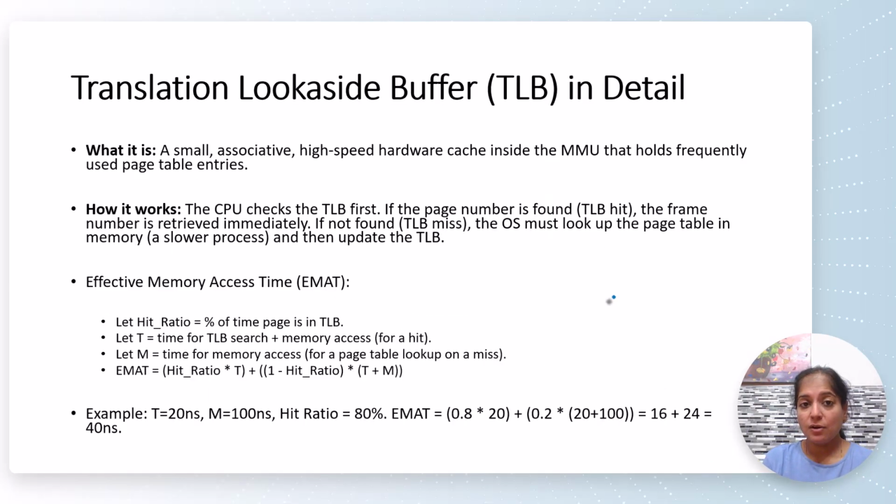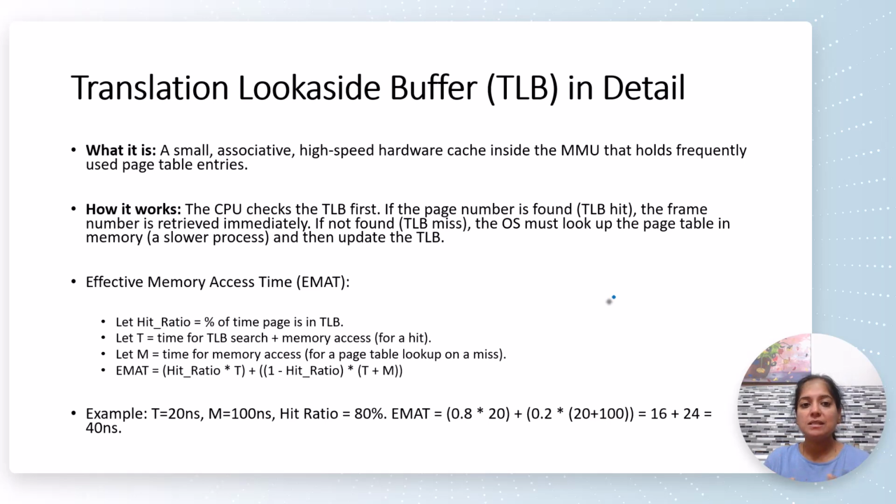We discussed the translation look-aside buffer earlier also. Let's see it once more. The translation look-aside buffer, or TLB, is a small associative high-speed hardware cache inside the memory management unit that holds frequently used page table entries. The CPU will first check the TLB. If the page number is found, it's a TLB hit, and the frame number is retrieved immediately. But if it is not found, it is a TLB miss. Then the operating system must look up the page table in memory and then update the TLB.